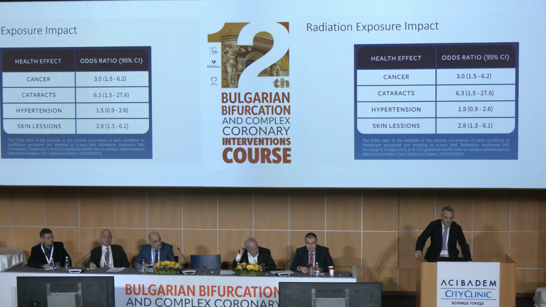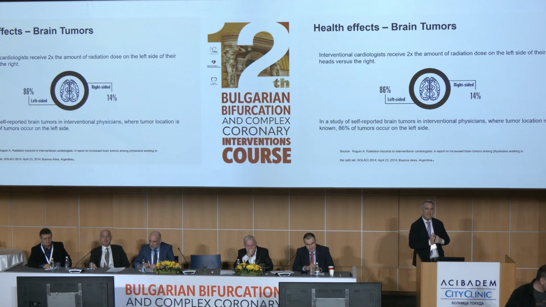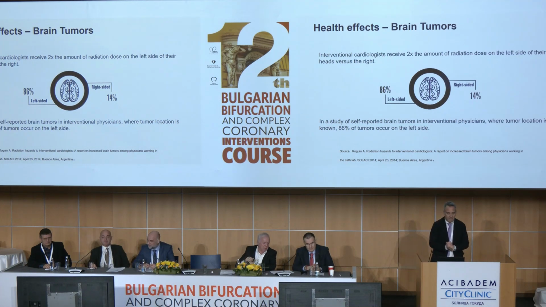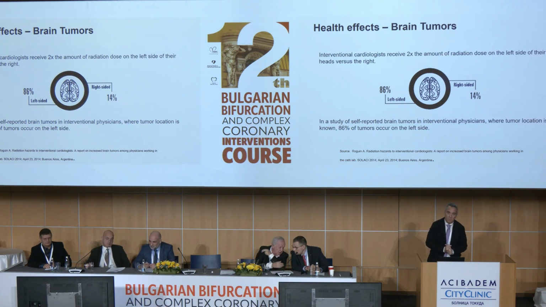So what are the radiation exposure effects? Of course, cancer, cataracts, hypertension, skin lesions. This is about radiation. It's not really nice to speak about this, but the health effects of radiation are that we get 2 times the amount of radiation dose on the left side of the head versus the right, and the amount of left-sided brain tumors is 86 versus 14, left versus right.